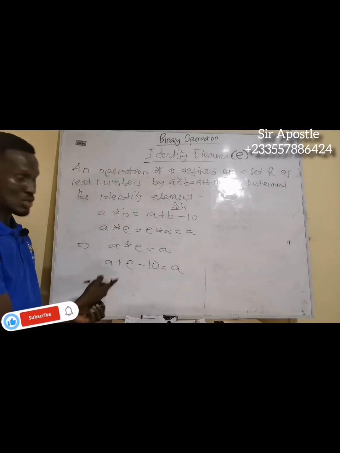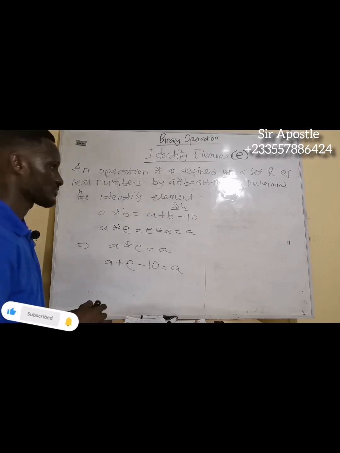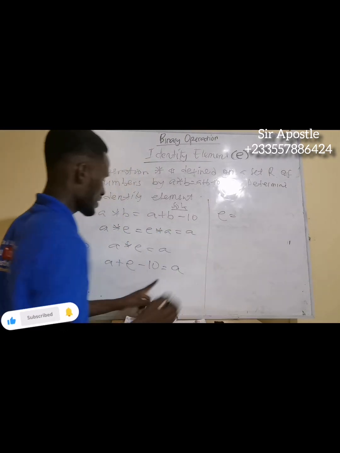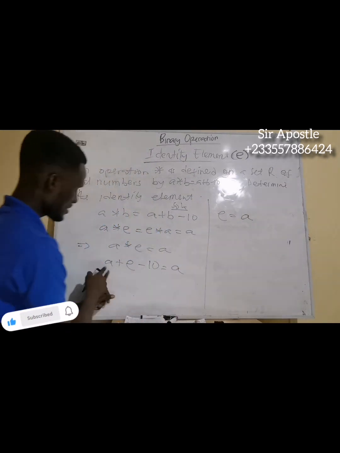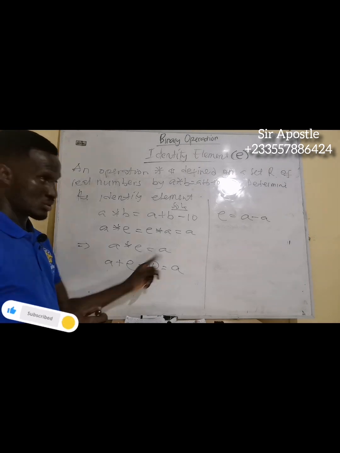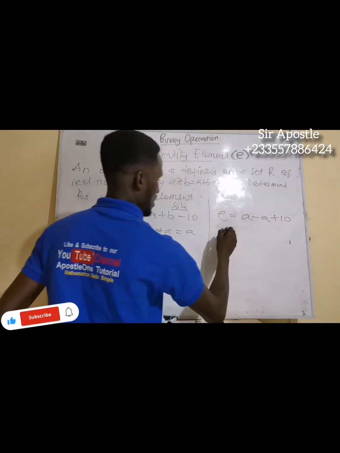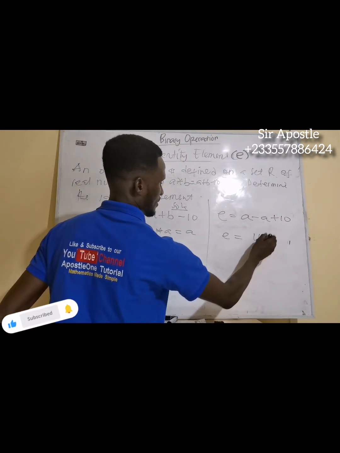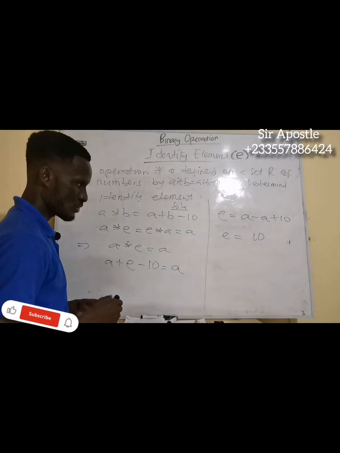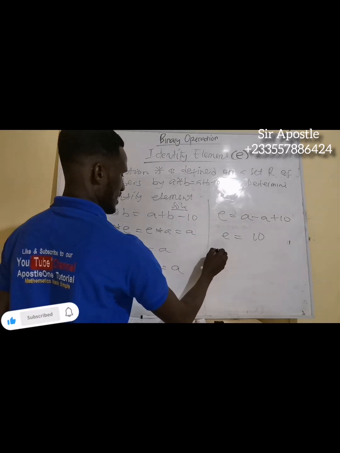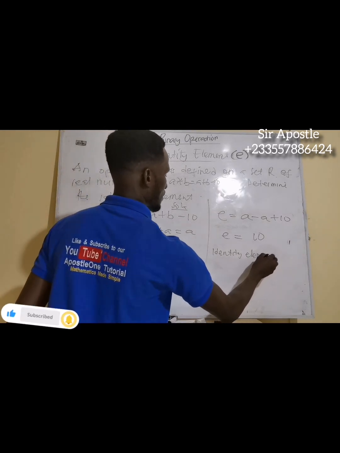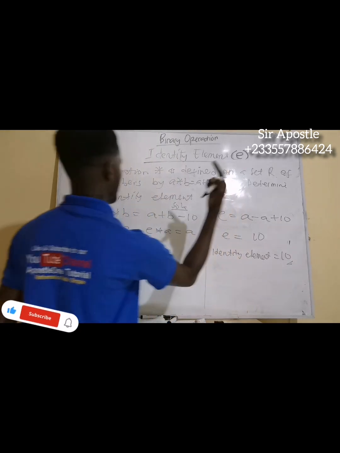So what I have to do here is to find the value of E. That is all. So I need to group like terms. So I have E is equal to A. Now this A will cross the equal to sign, so minus A. Then this 10 will cross, so plus 10. E is equal to 10. A minus A will give us 0. Which means the identity element is equal to 10 for this operation.